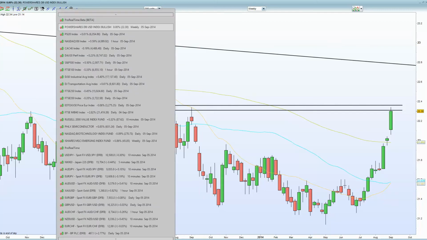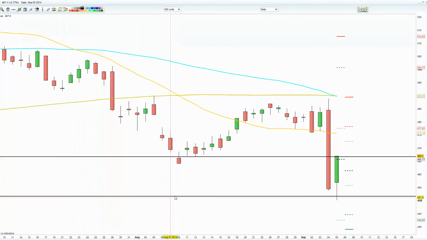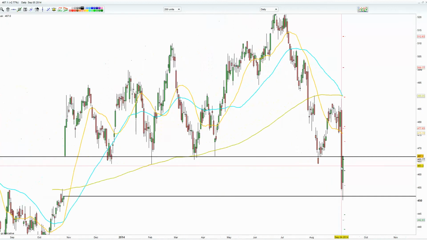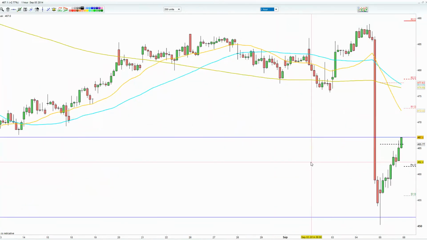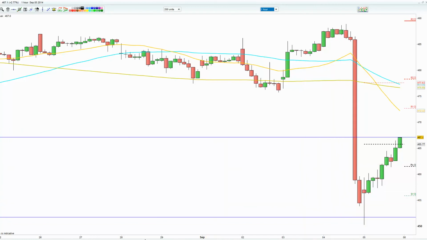Now, my last video called for the FTSE sell-off. Why? Because of BP. And that's exactly what we got. BP sold off, as you can see, and went into gap fill. Quite a substantial sell-off there. And that's exactly what caused the FTSE 100 to sell off as well.